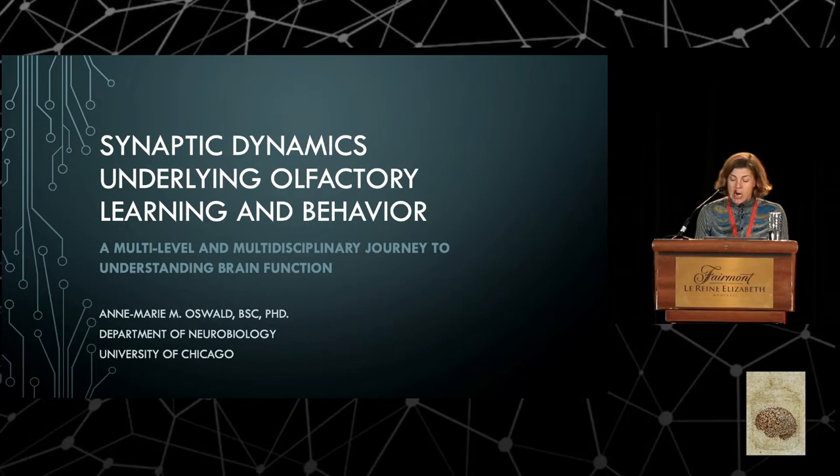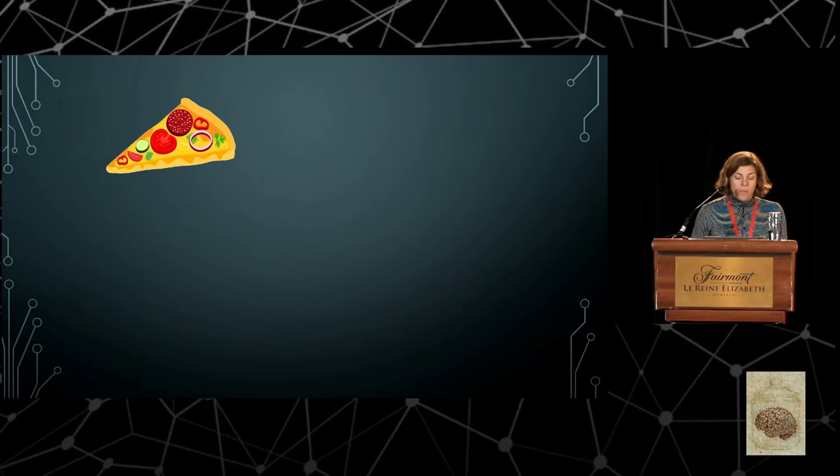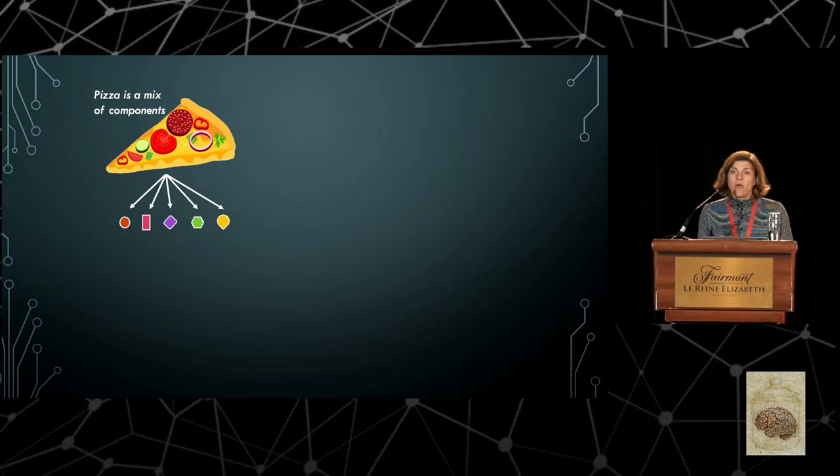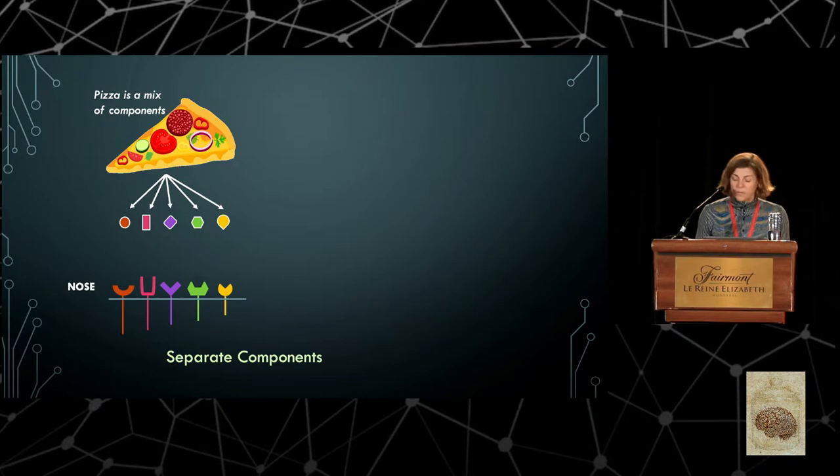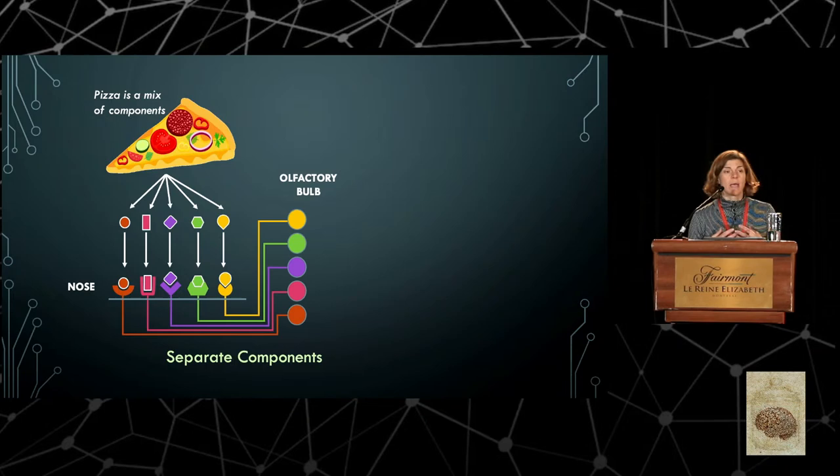Just to orient you to the olfactory system, I want you to think of a slice of pizza and the smell of a slice of pizza. That smell is really a mix of components that the olfactory system very elegantly separates out at the level of the receptors of the nose. What's really interesting is that when these components combine onto these receptors of the nose, a unique set of receptors is activated, and that information is kept separate as component information from the nose to the first area of olfactory processing in the brain, which is the olfactory bulb.